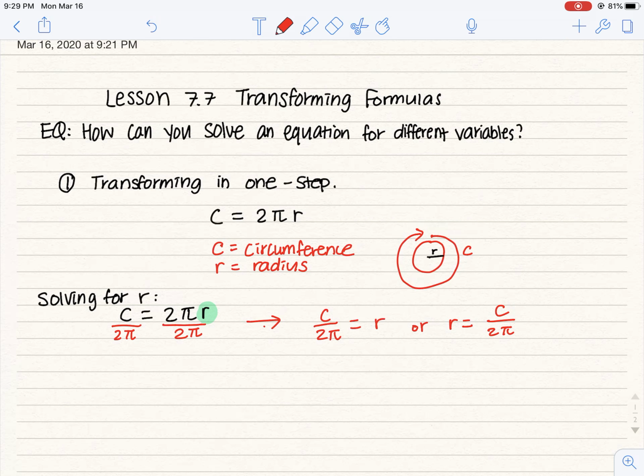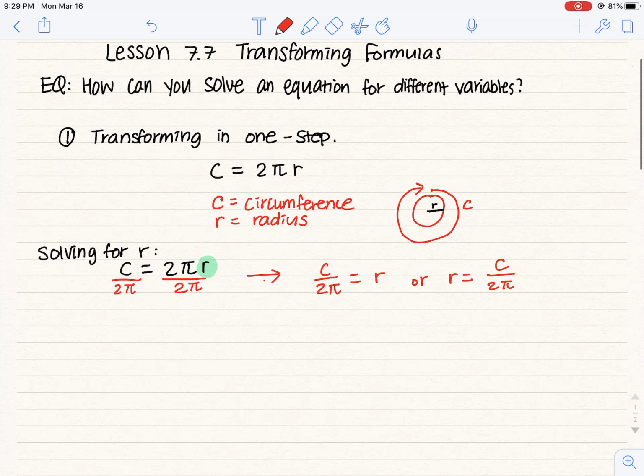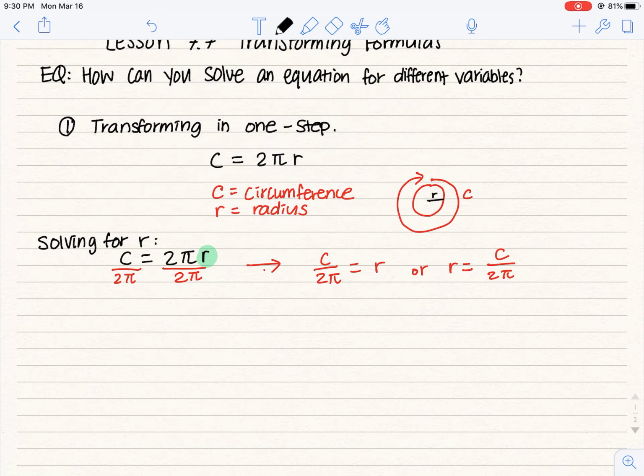I cannot go any further from here because all I have is these variables, r and C, and 2 times pi. You can multiply them, but you really don't want to, because later on you'll probably just use a calculator to plug in the numbers, using the pi symbol to multiply. So this is how you solve a one-step variable formula.